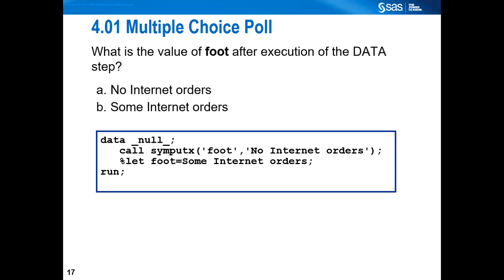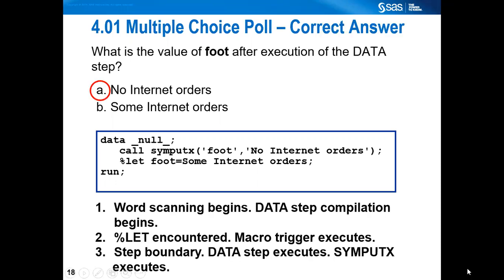So you are writing a null data step. You are using call symputx to create a macro variable foot with a value. And you are writing a %let statement to create foot with the same value. So at the end of your data step, what will be the value of foot? I think no internet order. Okay. Yes. So yes. Why?